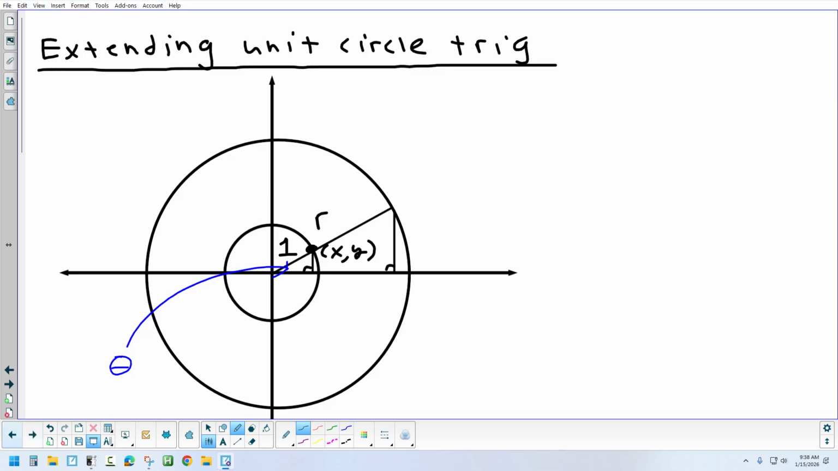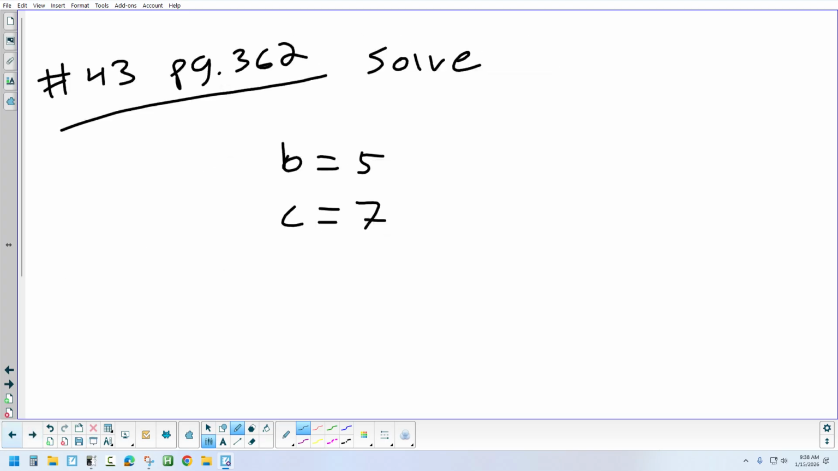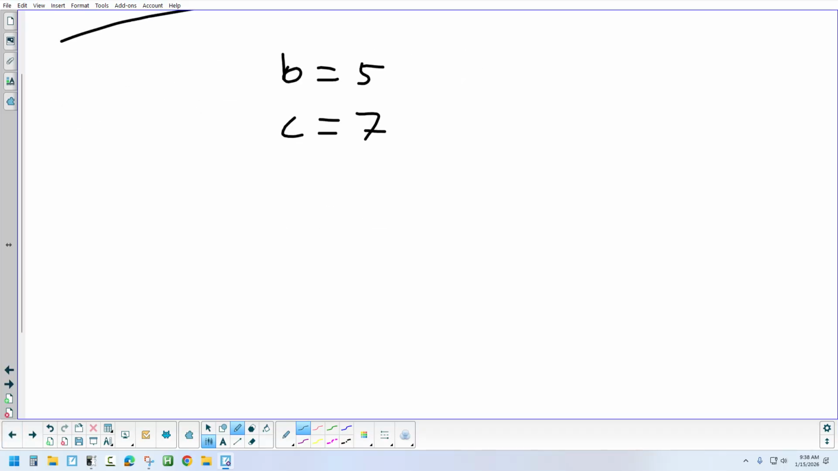All right. So this is going to be the connection between what we did before with the unit circle and what we're doing now with the opposite, adjacent, hypotenuse. When we did unit circle trig, what did we use as the size circle? What's the radius of a unit circle? 1. Okay, we did everything with a radius of 1.